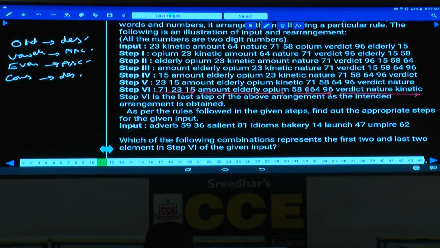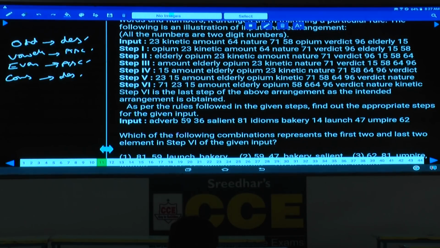Now in order to identify the method involved in this one, which 2 should be compared here? Input and step 1 should be compared. Now if you compare these 2, input and step 1, tell me, which words are being arranged first here? Opium, 23, kinetic, amount, 64, nature, 71, and verdict, isn't it? Then what are the elements which are arranged first? Now opium, and next one 58. Opium is the highest vowel word, isn't it? And this is the least even number. Then after this one, what happens here?